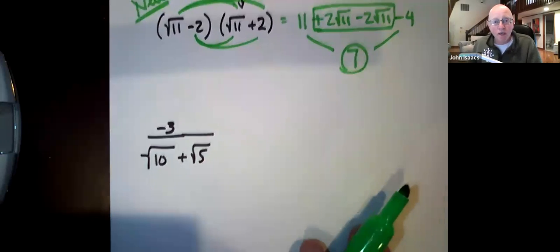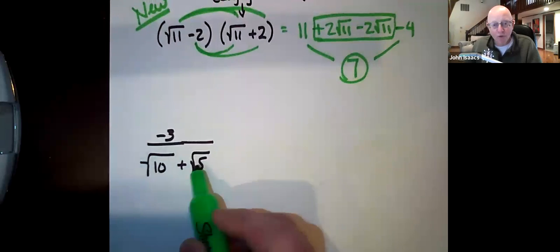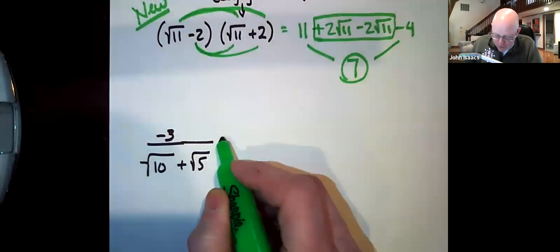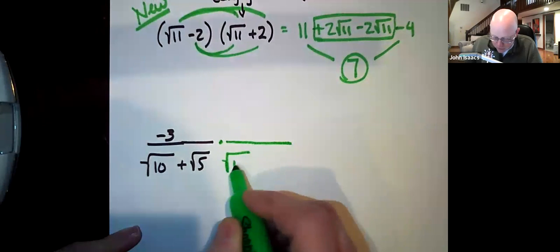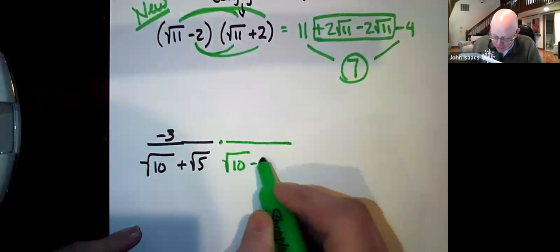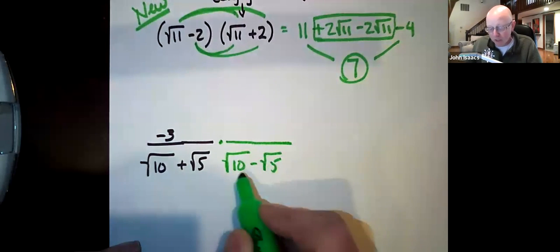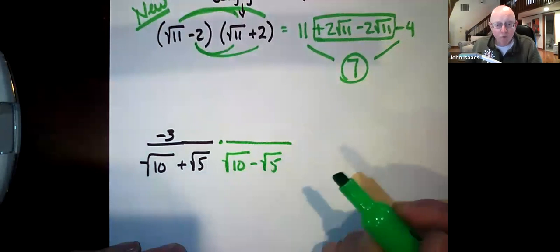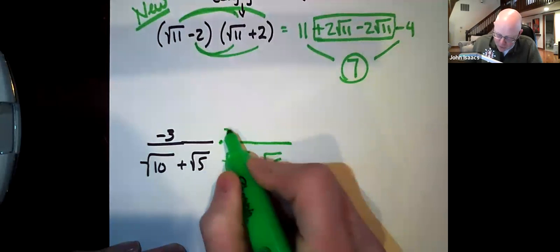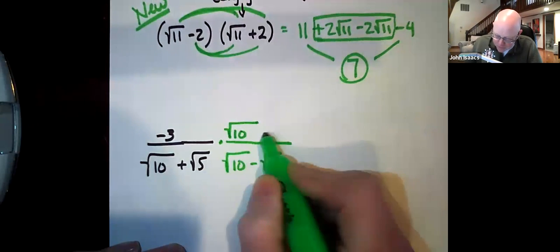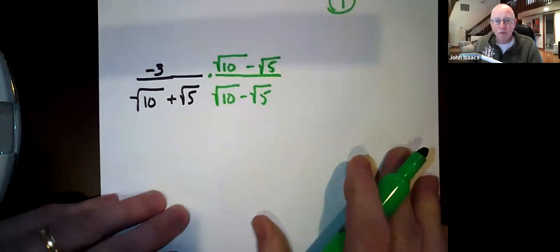So here's a fraction. In order to simplify this, we need to get rid of these radicals. Well, the best way to get rid of these radicals is to multiply by the conjugate. So we're going to multiply this by root 10 minus root 5. We had root 10 plus root 5, so the conjugate is going to be root 10 minus root 5. And because we're rationalizing a denominator like we did in the last chapter, we need to multiply both the top and the bottom by the same thing so that we are multiplying by 1.